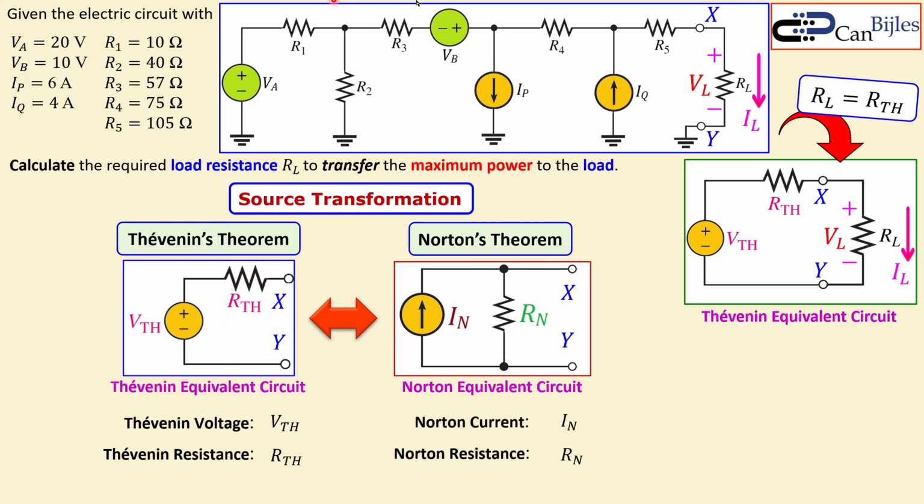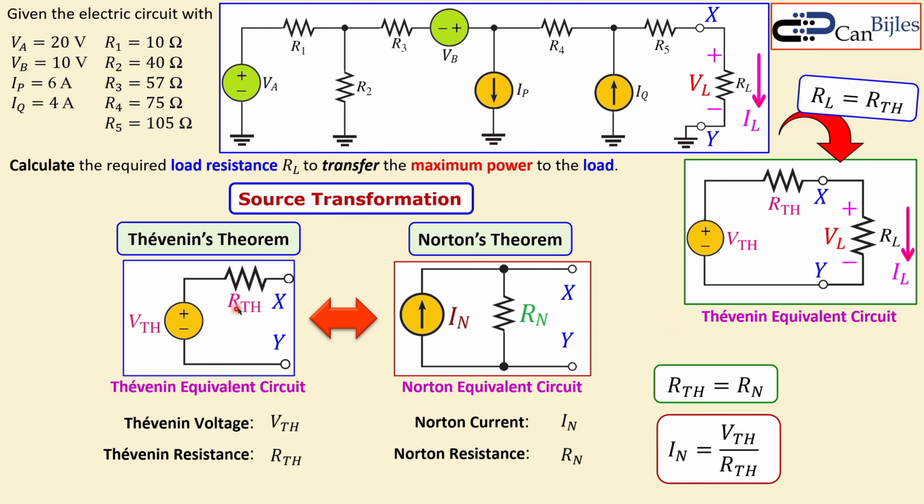That is really handy when you have a lot of sources, DC or AC, doesn't matter, independent sources, if you want to convert them. Now we can say the Thevenin resistance, RTH, is equal to the Norton resistance. That is always the case. And the Norton current, by using Ohm's law, is equal to the Thevenin voltage divided by the Thevenin resistance. So once you know these 2, you can calculate directly the Norton current. Or if you know the Norton current and the Norton resistance, you can multiply these 2 to get the Thevenin voltage. That is also possible.